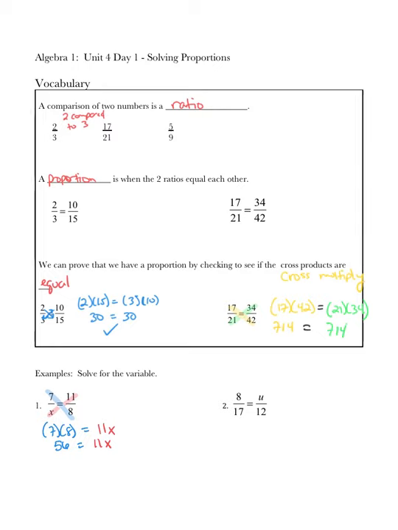7 times 8 equals 11 times x. Now let's just continue on with the math. 56 equals 11x. You know what to do. This is what you've been doing in multi-step equations. You're going to divide everything by whatever is in front of the x.